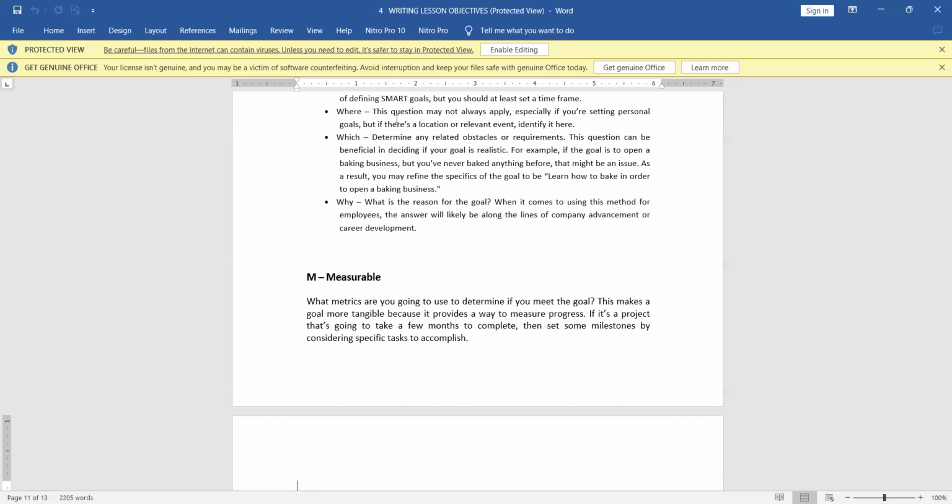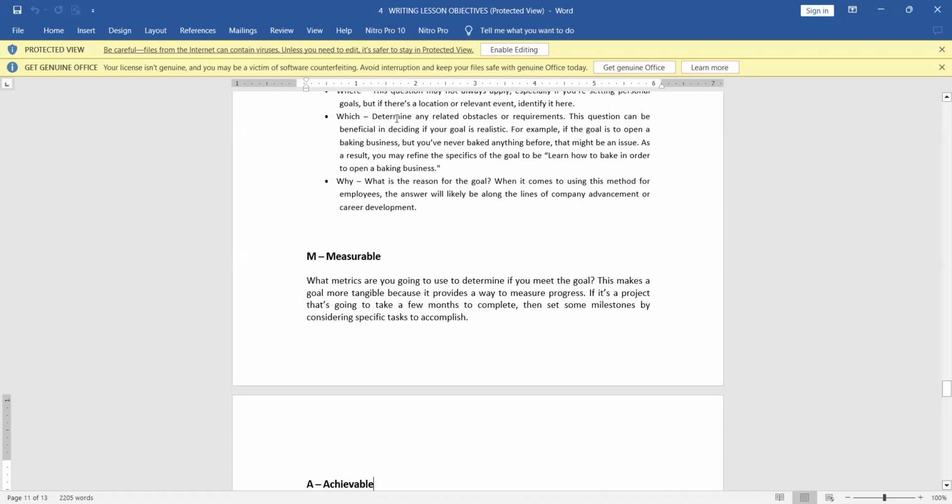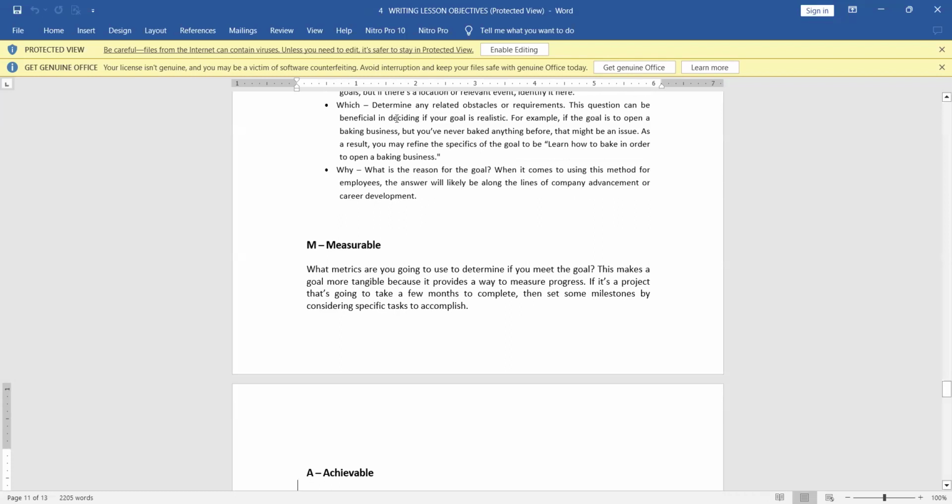Yes, ma'am. Yeah. Then there's M for measurable. Measurable means this. Now, what metrics are you going to use to determine if you meet the goal? Now you should be able to measure whether they have learned it or not. It has to be measurable. Then we say it's a project that is going to take a few months to complete. Then set some milestones by considering specific tasks to accomplish. In simpler terms, you can make it actually 5 names of the domestic animals. Measurable or not measurable?